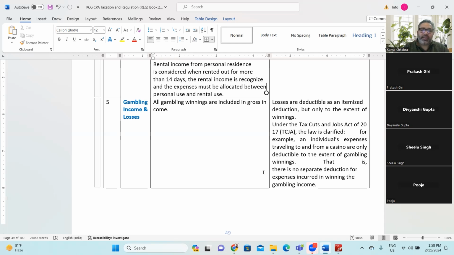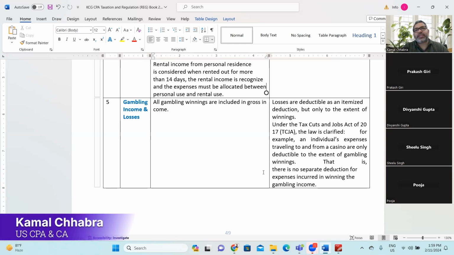So ideally, all the gambling winnings are included in the gross income, right? However, under the TCJA Act that came in 2017, there are some expenses which the TCJA Act has approved to be deductible from the gambling income. So if you see on the right-hand side, the losses are deductible as an itemized deduction, but only to the extent of winnings. So if you have gambling income and gambling losses, gambling losses can be adjusted only to the extent of gambling income, not beyond that, right?